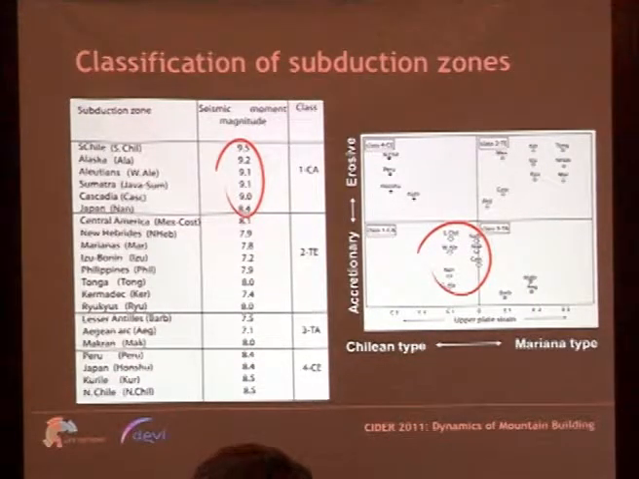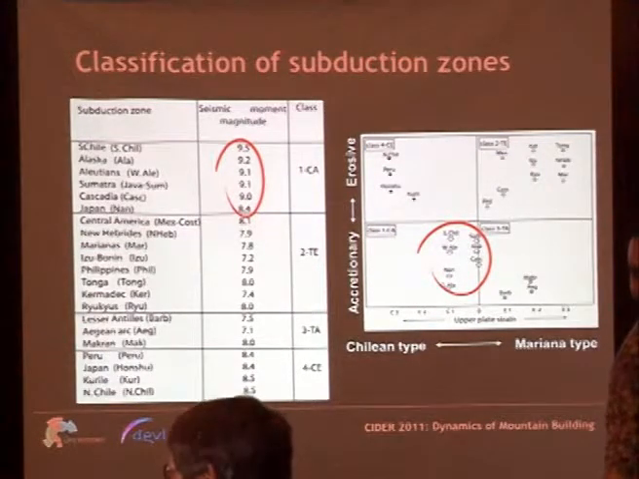And it's the Tohoku earthquake which is violating this relationship. I expect it to be violated many times, actually. I think it's far too simplistic.